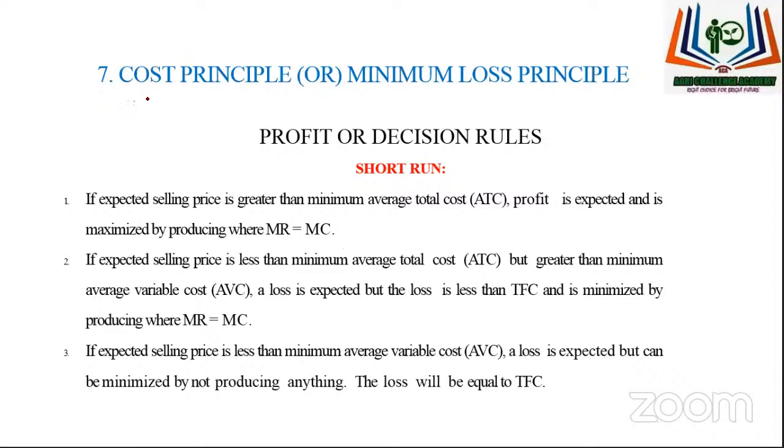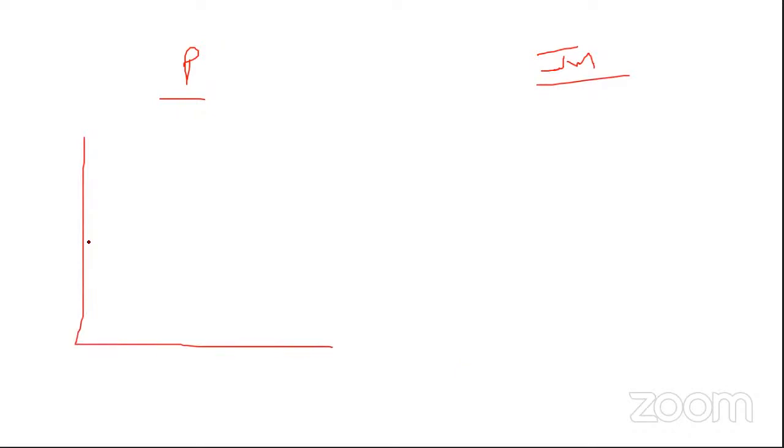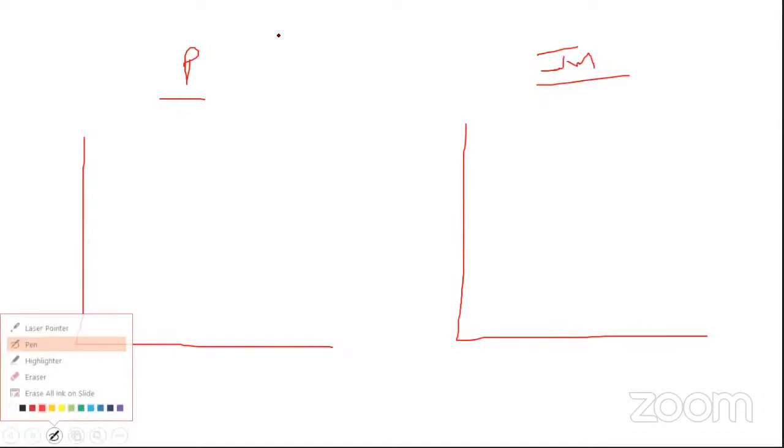Next one is the cost principles, minimization of the loss principles. Remember one point: the difference between perfectly competitive markets and imperfectly competitive markets. We simply say that in perfectly competitive markets, marginal returns is parallel to the x-axis. Why? Because the product is homogeneous and the firm is a price taker. Price is decided based upon demand and supply.